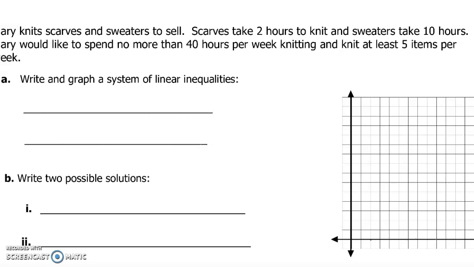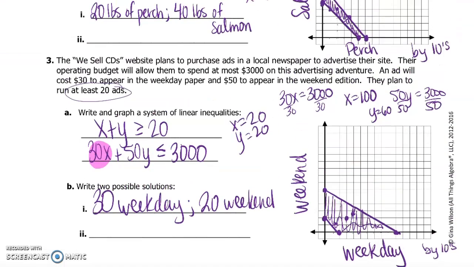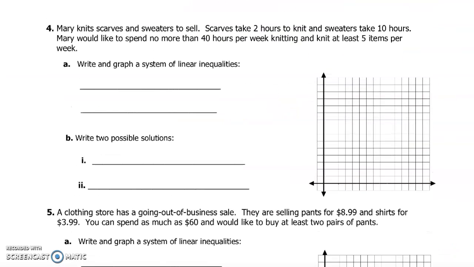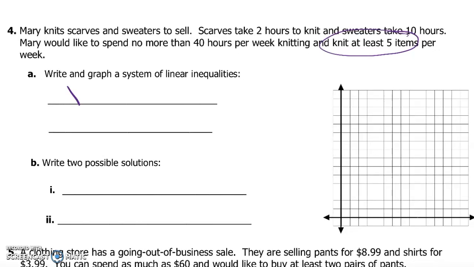This video has page 518 notes, so this is still continuing on with what we did on 517, where you're going to write out two inequalities, usually in the form of how many and how much. Then you're going to graph them and find some possible solutions. So if we look at number 4, we've got scarves and sweaters. It says at least 5 items, so x plus y has to be greater than or equal to 5.